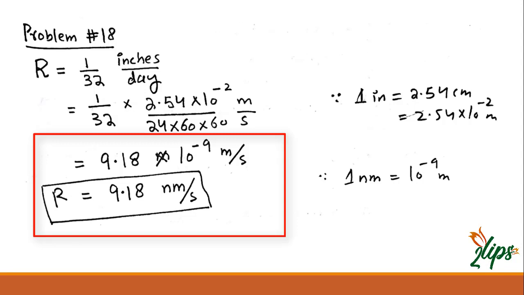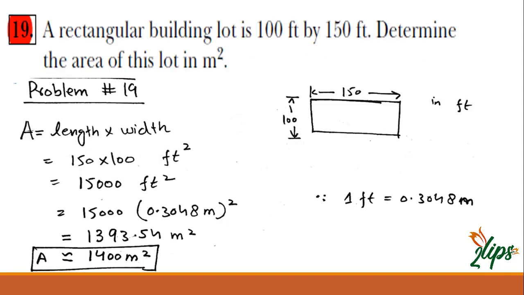But we are asked to find this result in nanometers. So 10 raised to power minus 9 meter is equal to 1 nanometer. Putting this here, I get the rate of growth equal to 9.18 nanometers per second.